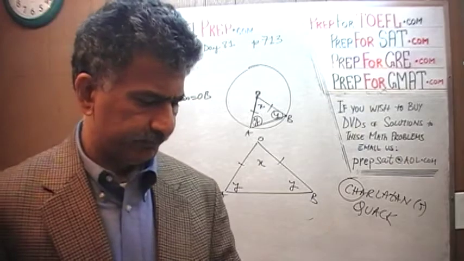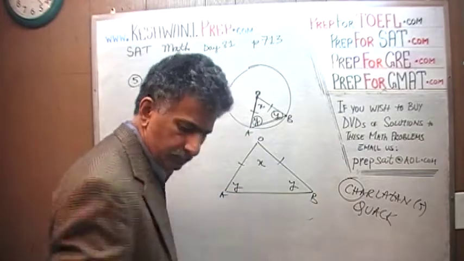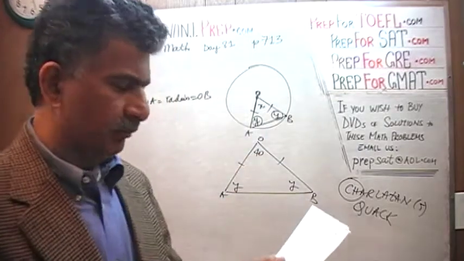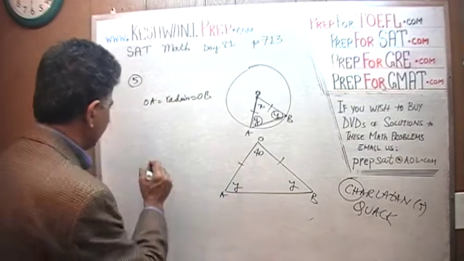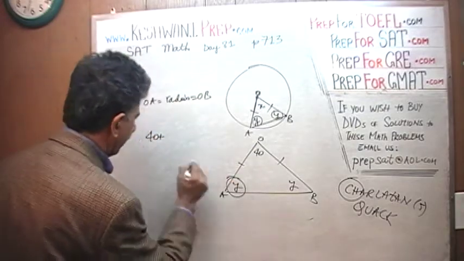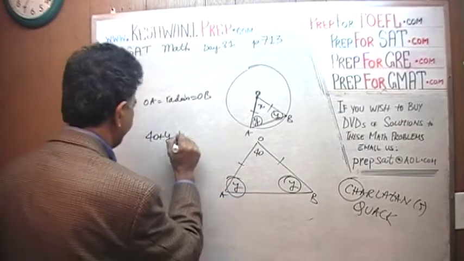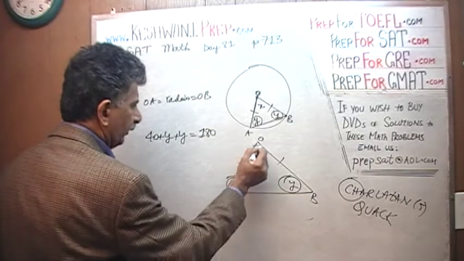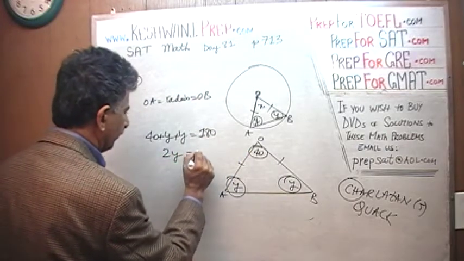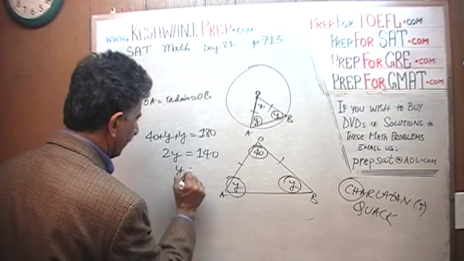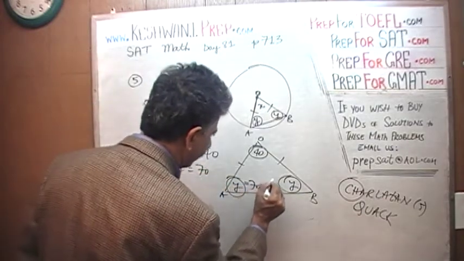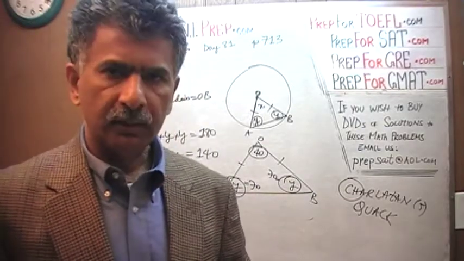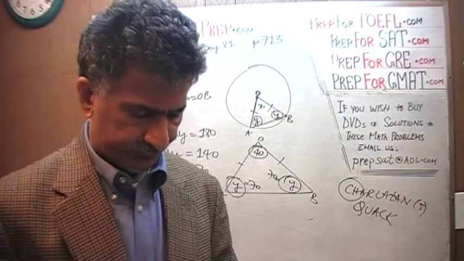Let's see what they're asking. If X is 40, alright, so this angle we are told is 40 degrees. What's the value of Y? Oh, this is too simple, because we know 40 plus Y plus Y, the sum of the three angles in the triangle, has to equal 180. So if this is 40, then 2Y would have to equal 140, which means Y is 70. This is 70 degrees, and so is this one. Because 70 plus 70 is 140, and then the top one is 40 degrees, giving us a total of 180 degrees. Number 6.